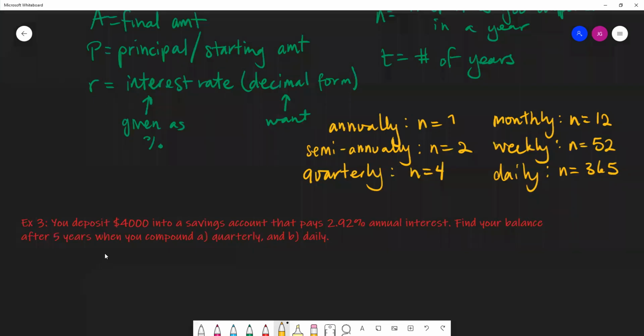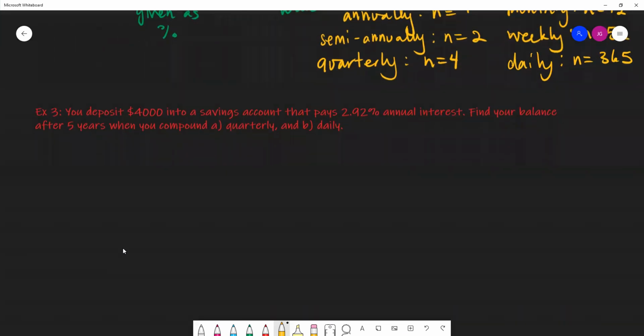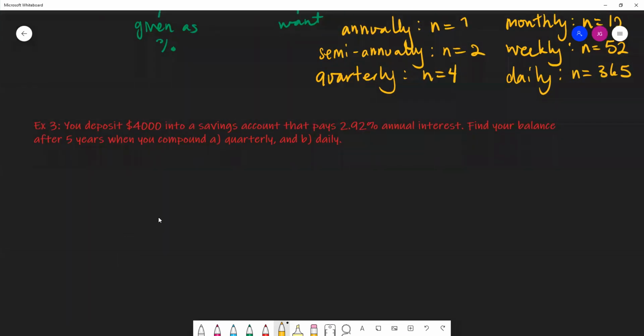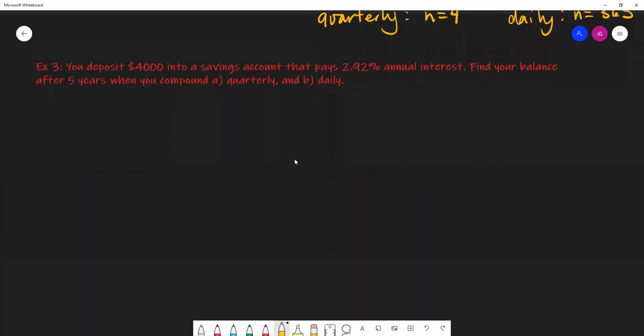So let's see what all that means in a problem. So last example, you deposit 4,000 into a savings account that pays 2.92% annual interest. Find your balance after 5 years when you compound A quarterly and B daily. So we're going to do this twice, okay? Using our formula, let's write down the formula. A is equal to P 1 plus R divided by N to the NT power.